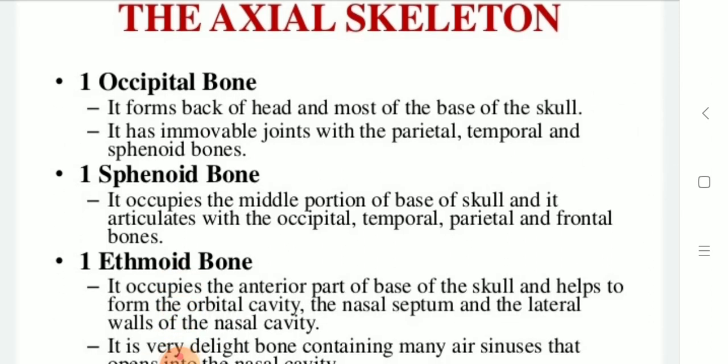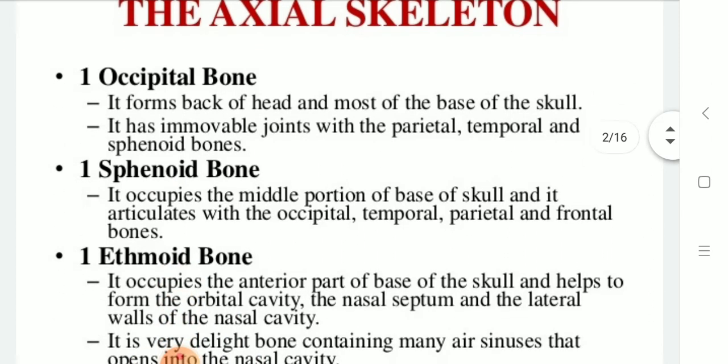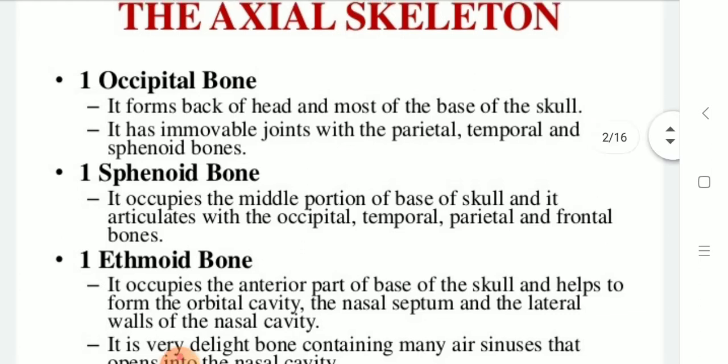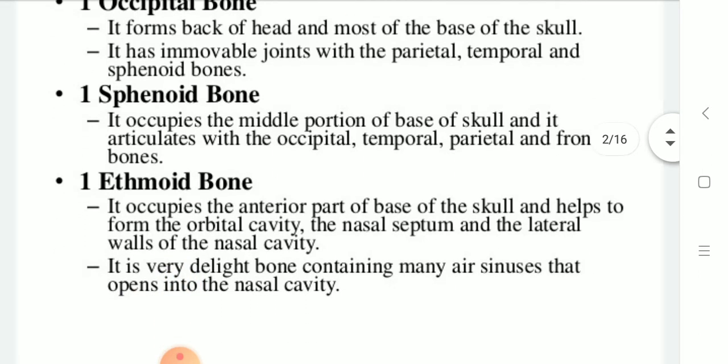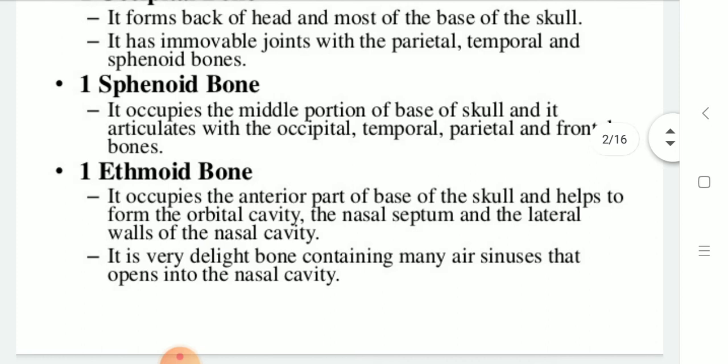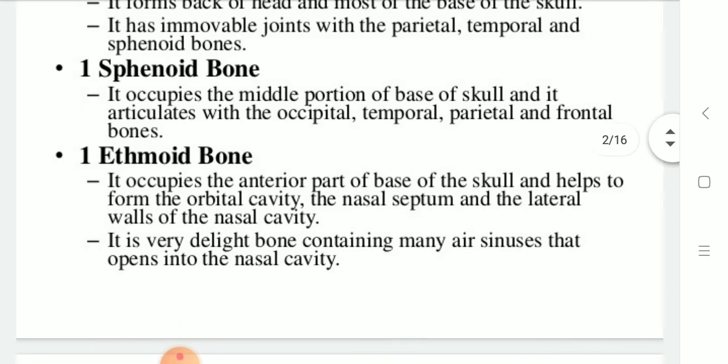Third, occipital bone. It forms the back of the head and most of the base of the skull. It has immovable joints with the parietal, temporal and sphenoid bones. Sphenoid bone occupies the middle portion of the base of the skull and articulates with the occipital, temporal, parietal and frontal bones.